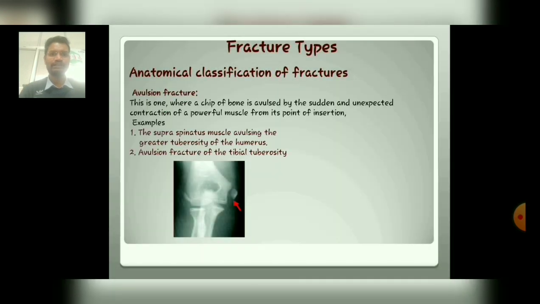Then next is avulsion fracture. This is one where a chip of bone is avulsed by the sudden and unexpected contraction of a powerful muscle from its point of insertion. For example, the supraspinatus muscle or one of the muscles of the rotator cuff, the supraspinatus muscle avulsing the greater tuberosity of the humerus, and avulsion fracture of the tibial tuberosity.